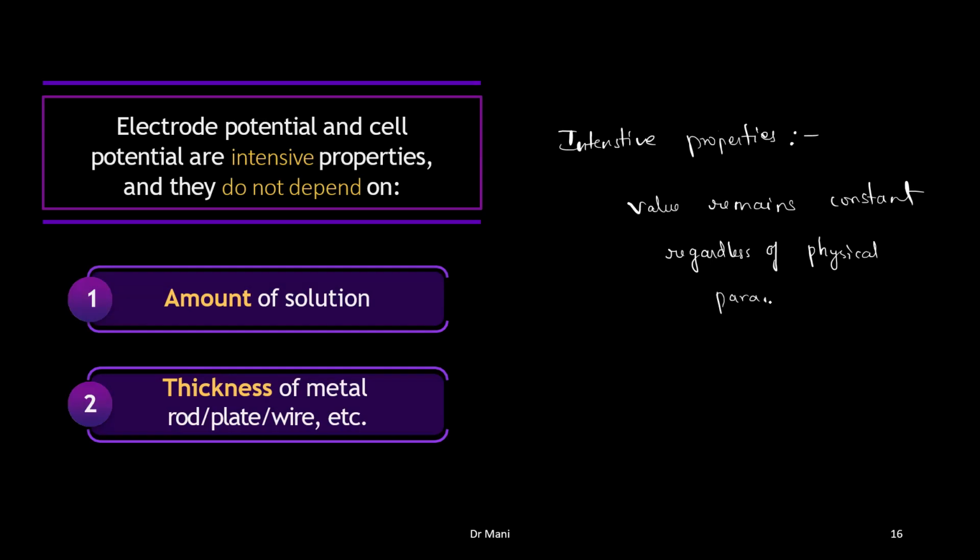You can say, for suppose the system size or amount of material is changed, it doesn't depend. So those are intensive. The opposite is extensive. Extensive means the value changes based on the change in the physical parameters. If you change the amount of material, it will change. If you change the size, it will change. You understood? So it's an intensive property. It doesn't depend on how much solution you add or how much thickness of metal you take.